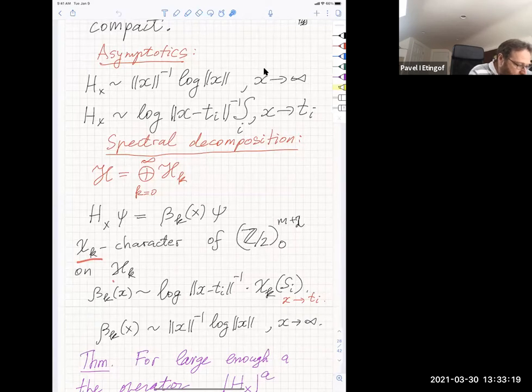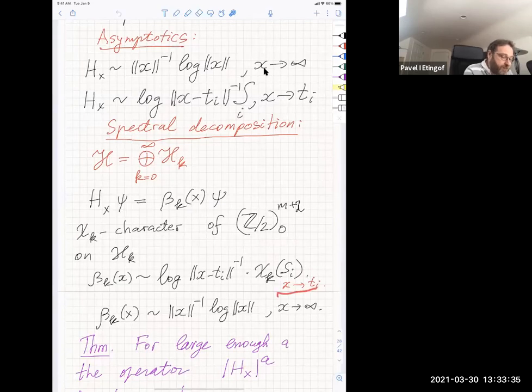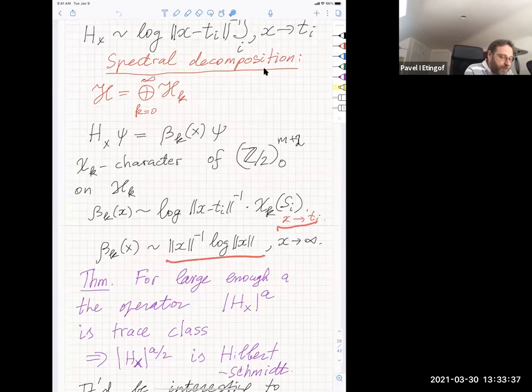so that means that on each of those eigenspaces we have a particular character chi k, and then beta k of x is basically the inverse of log of norm x times this character of the si when x goes to ti. So this is the asymptotics. And beta k of x is actually positive when x goes to infinity. So infinity is really distinguished because we used infinity to identify things.